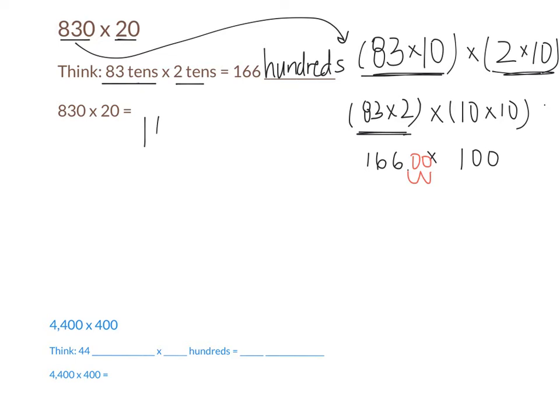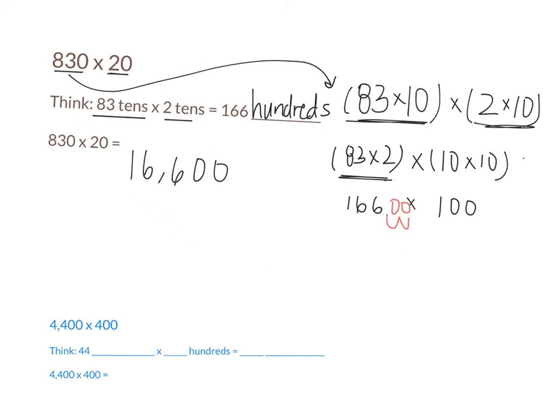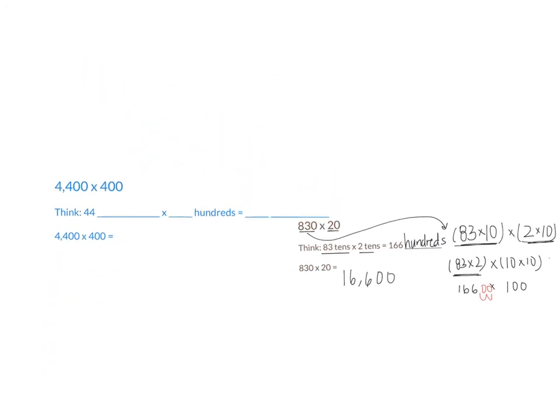16,600. Very good. Okay. Take what you've learned there and try this one on your own. You're going to write out the words and the numbers, and you're going to show how you switch the order around to find the final answer. Go ahead and try this one. It's 4,400 times 400.